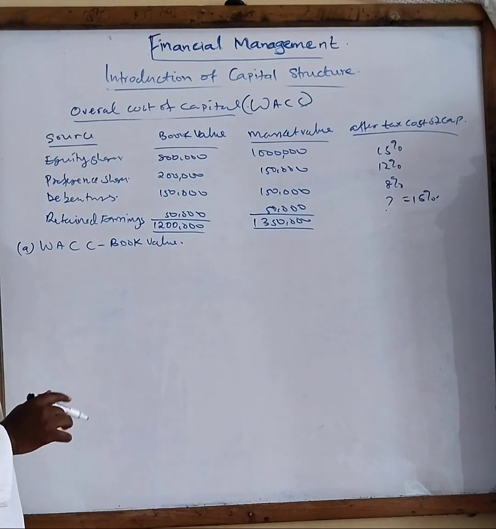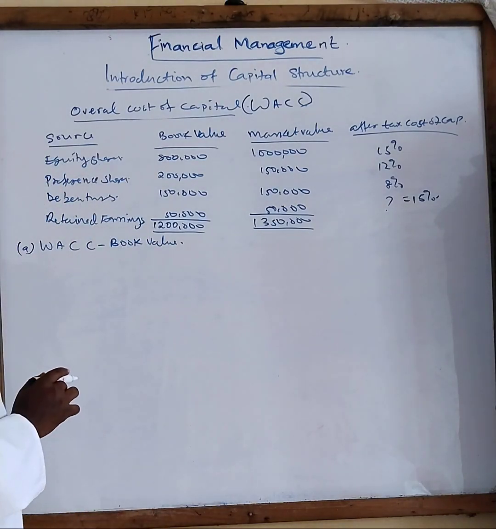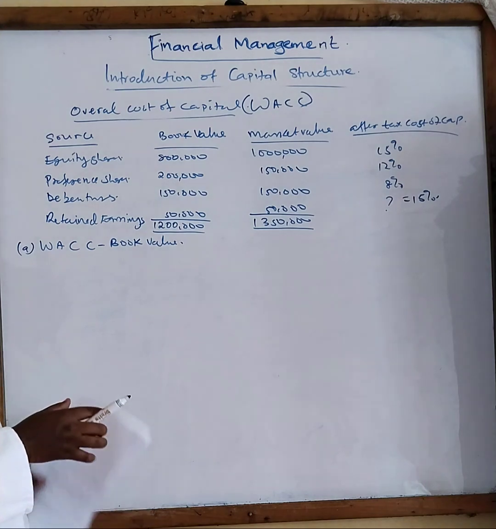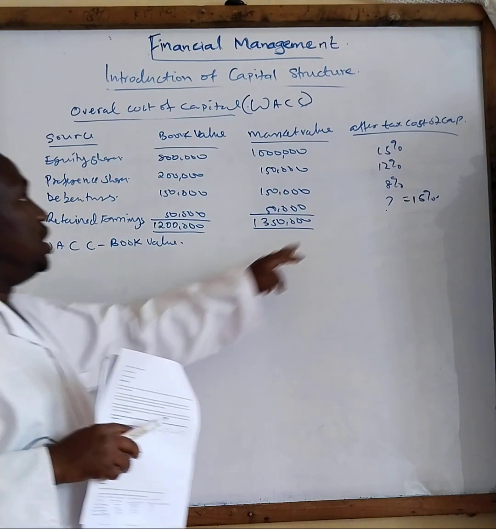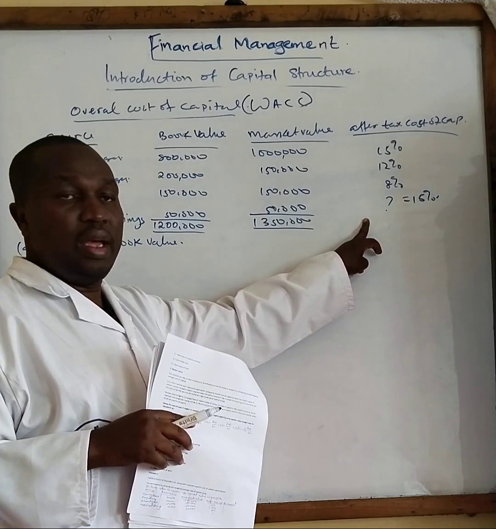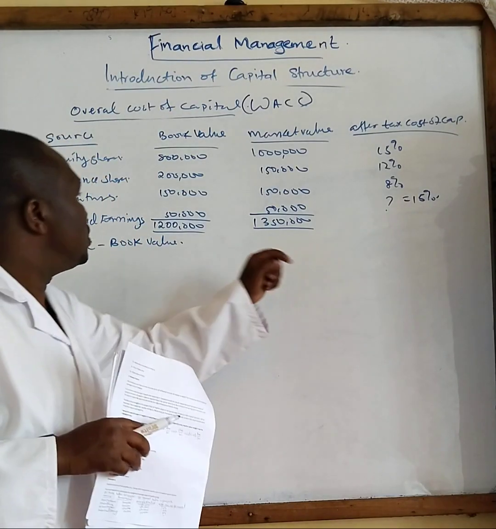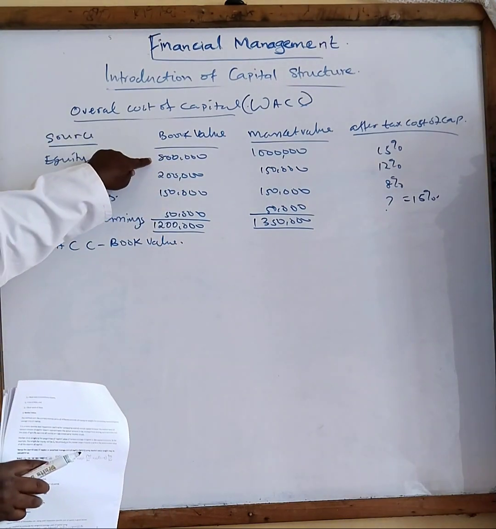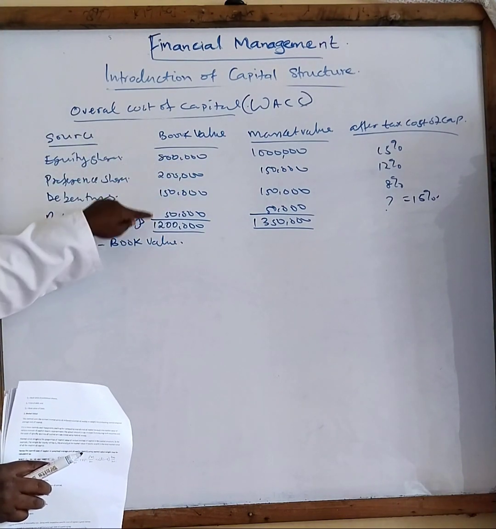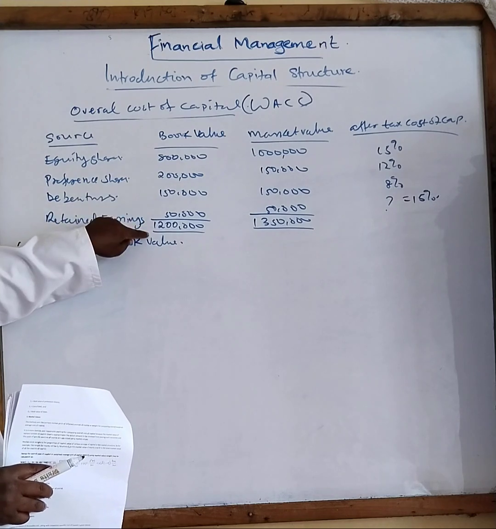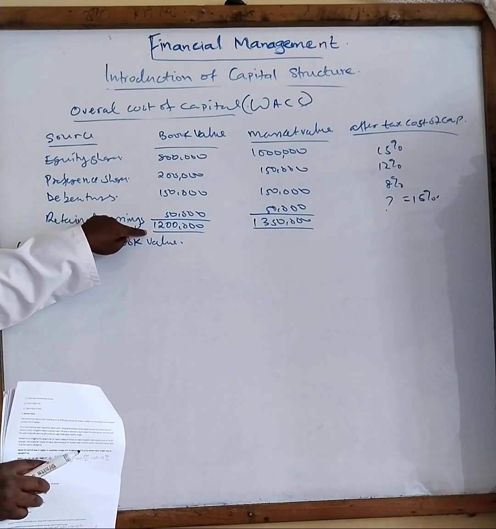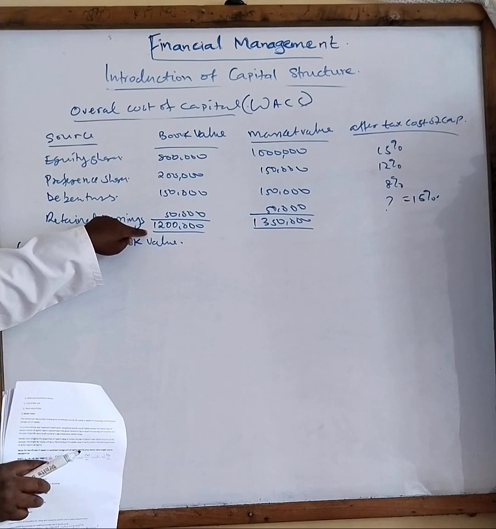Now let's calculate here. The first point is to calculate the cost of capital for each source, already done for you. Number 2, calculate the weights for each source. Weights means you take equity divided by the total, preference divided by the total, debenture divided by the total, retained earnings divided by the total. You get the proportions or weights.